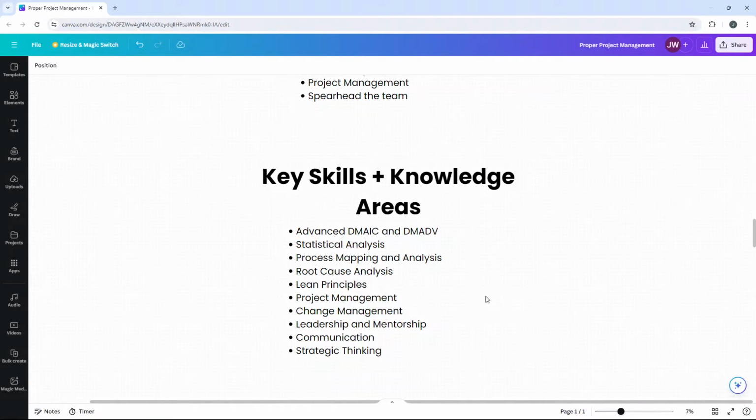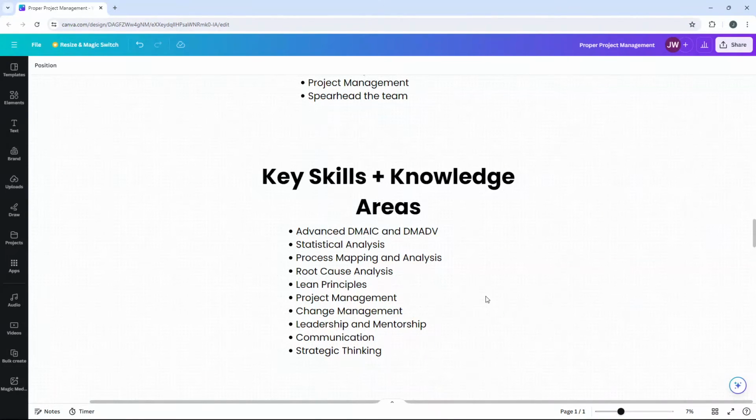Now we've touched upon project management thus far, but skills all around planning, executing, and monitoring Six Sigma projects are incredibly important. Managing timelines, resources, and stakeholders are crucial. Change management as well. A black belt must be able to manage resistance, engage stakeholders, and ensure smooth transitions during process changes. Also, we've touched upon strong leadership skills, primarily when mentoring green belts. If it's guidance, support, and training, they need to be able to do this.